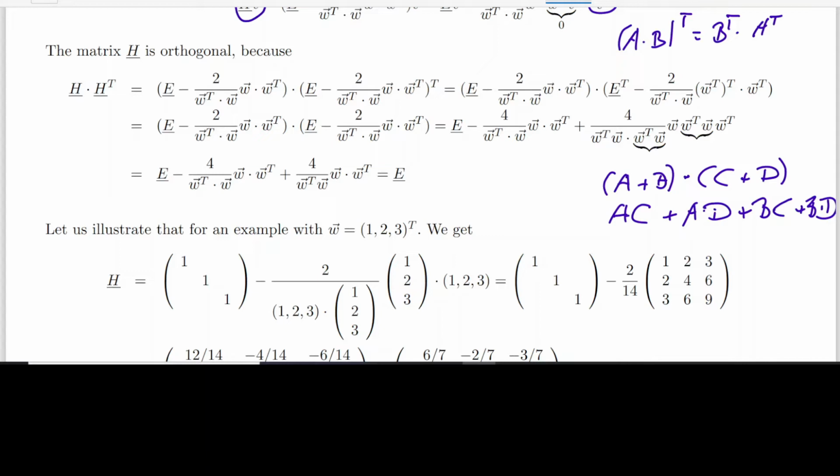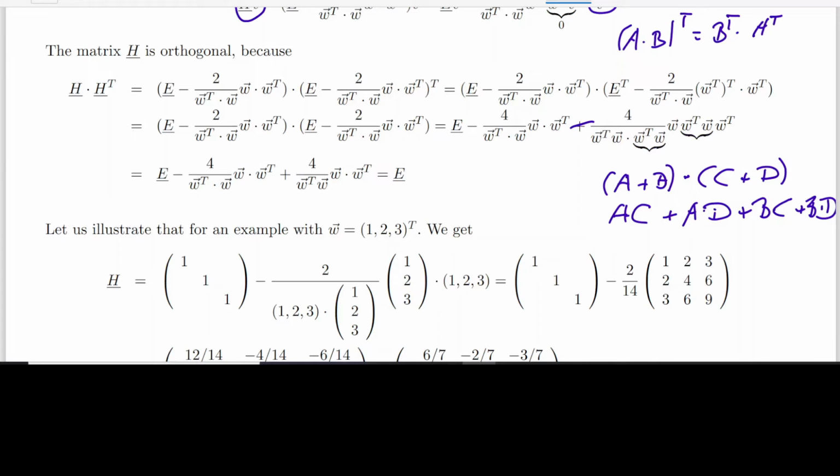And the last part of the game is this times that. Minus times minus is plus, so we get a plus. And this is a number, this is a number. So multiply numerator times numerator and denominator times denominator. 2 times 2 is a 4. And this times that is this times that. And now we have to deal with the matrix. So omega times omega transposed, omega times omega transposed is omega times omega transposed times omega times omega transposed.